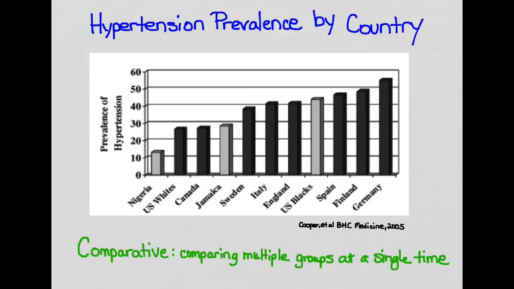So this is an example of a comparative ecological study, which is a study that compares multiple groups at a single point in time. So we're going to talk about other kinds of studies that look at a single group over time.